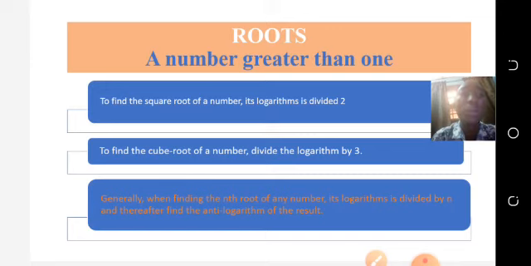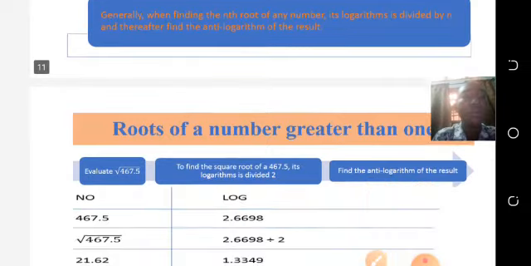To find the cube root of a number, you find the logarithm of that number and divide the logarithm by 3. If it is fourth root, you find the logarithm and divide it by 4. If it's fifth root, you divide it by 5. So generally, when finding the nth root of any number, its logarithm is divided by n. And thereafter, you find the antilogarithm of the result.